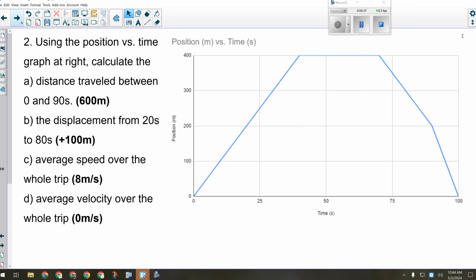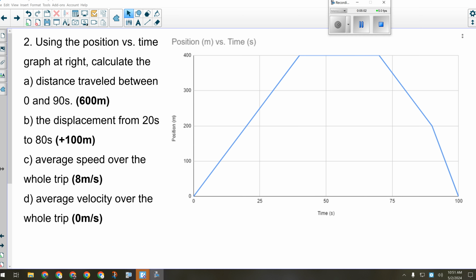Let's try this one, okay? Another position versus time graph, asking us for similar things here, but it is breaking the graph up a little bit. So distance traveled between 0 and 90 seconds, displacement from 20 seconds to 80 seconds, average speed over the whole trip, average velocity over the whole trip. So similar to the last one.